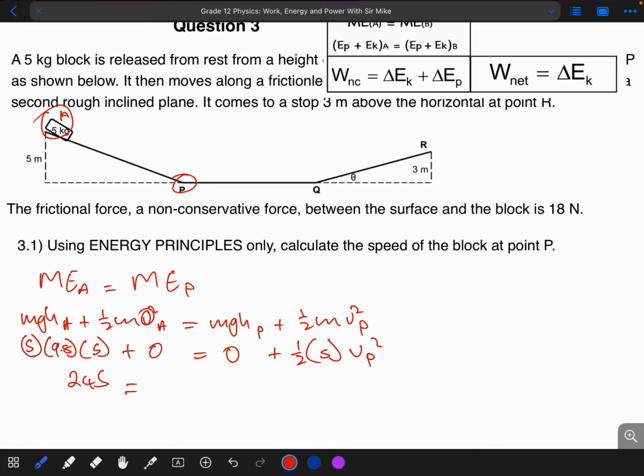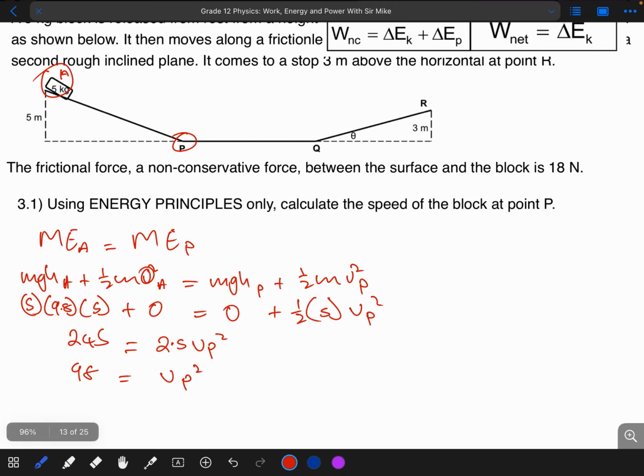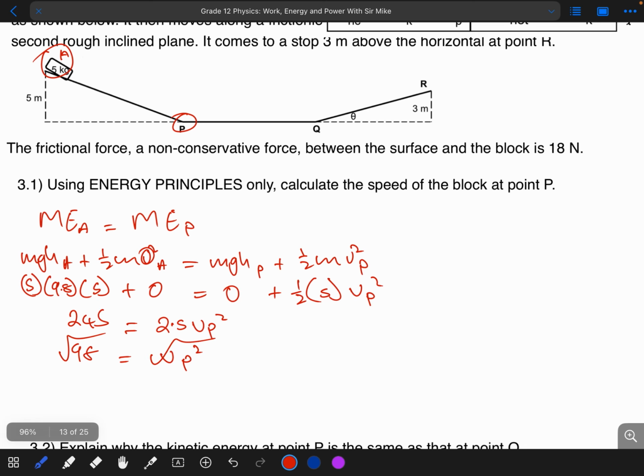being equal to, of course, a half of 5, that's actually 2.5 v_P squared. So you divide by 2.5 on both sides, and what you're going to have is 98 being equal to v_P squared. So you take the square root on both sides. If you do that and put that into your calculator, what you're going to get is your speed at point P would be 9.90 meters per second. So that would be for 3.1.